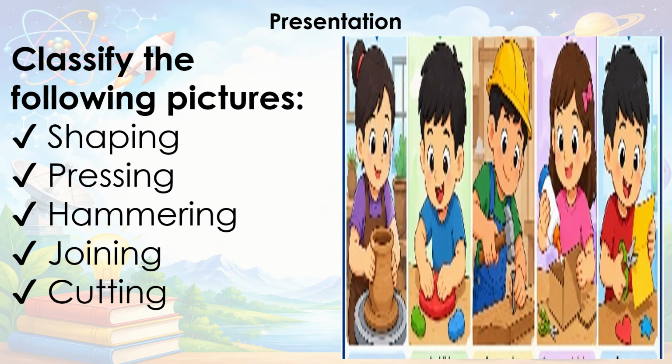Look carefully at each picture. Do not simply look at the finished object. Look at the action being done to the material. If the material form is changed, think about shaping. If force is applied to flatten or mold something, think about pressing. If a hammer is used, think about hammering. If materials are connected together, think about joining. If a tool is used to divide or shape material, think about cutting. Let's practice.